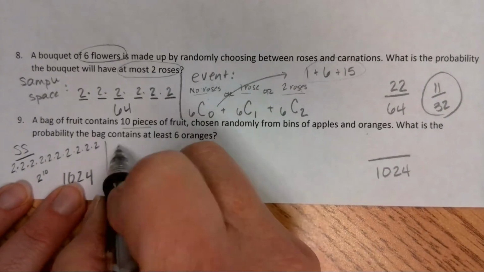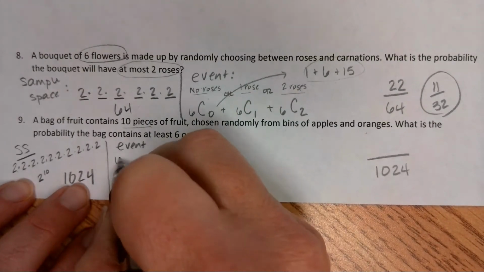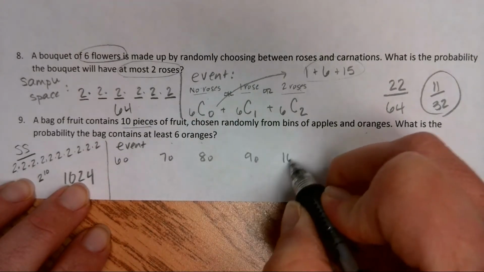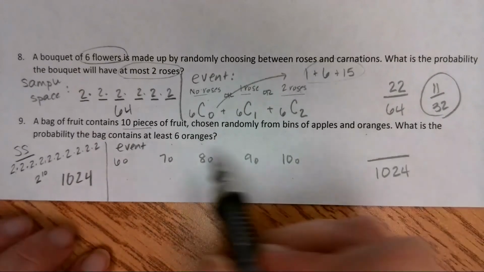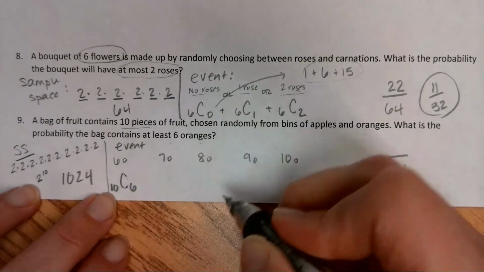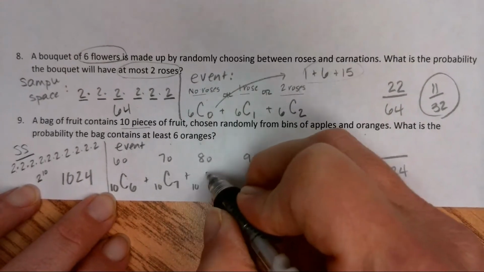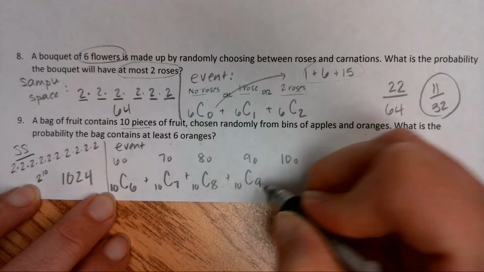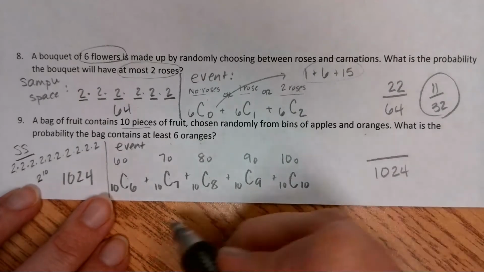All right, for my event, I want at least 6 oranges. So I want 6 oranges, 7 oranges, 8 oranges, 9 oranges, or 10 oranges. So each of these is going to be a combination of my 10 fruits. Out of my 10 fruits, 6 of them are oranges. Out of my 10 fruits, 7 of them are oranges. Out of my 10 fruits, 8 of them are oranges. Out of my 10 fruits, 9 of them are oranges. And then out of my 10 fruits, 10 of them are oranges. And then I add these up.